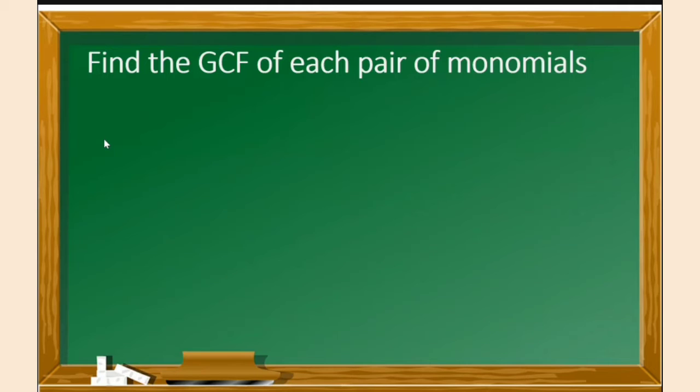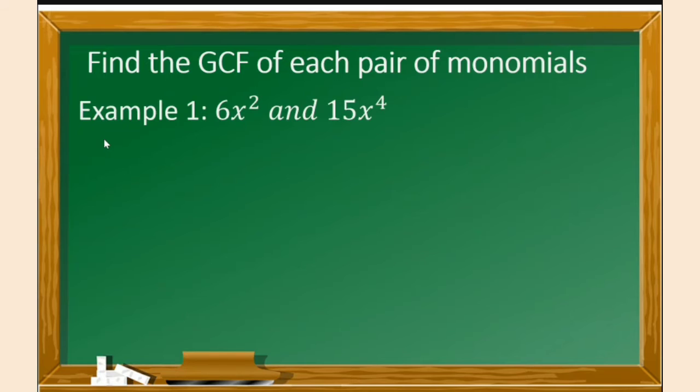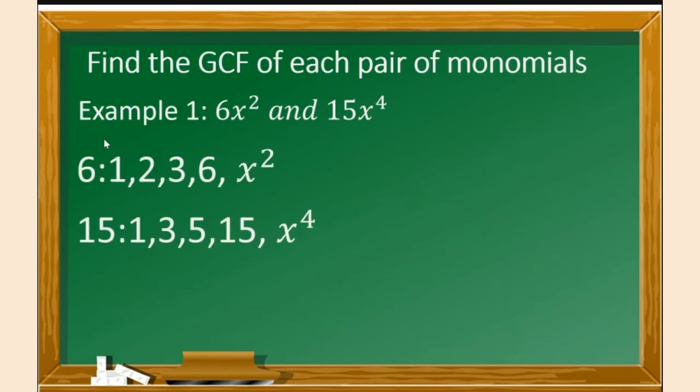Find the GCF of each pair of monomials. Example number 1. In finding the GCF, we have two ways. First is by listing all possible factors of the given numbers. What is our given? 6x squared and 15x raised to 4. First, we will list the possible factors of 6 and 15.